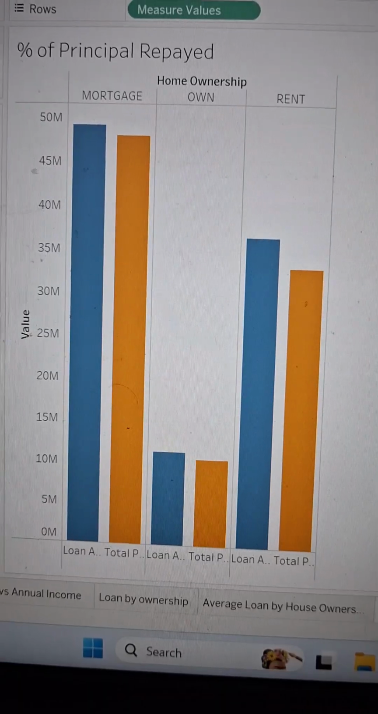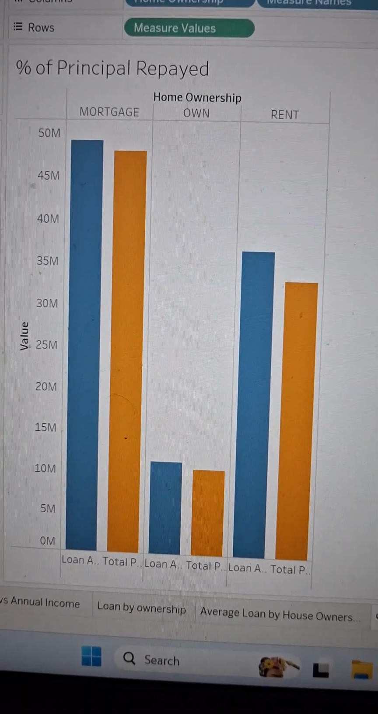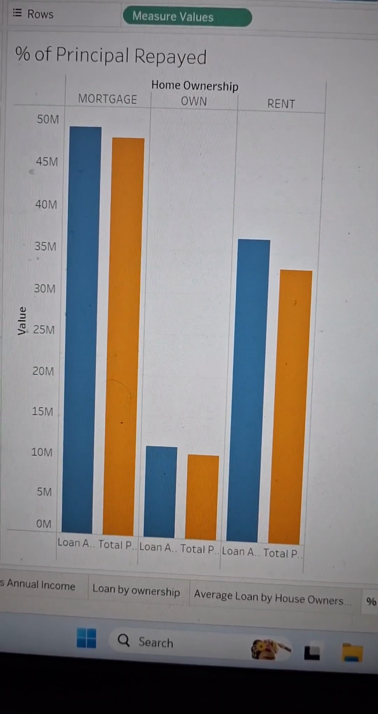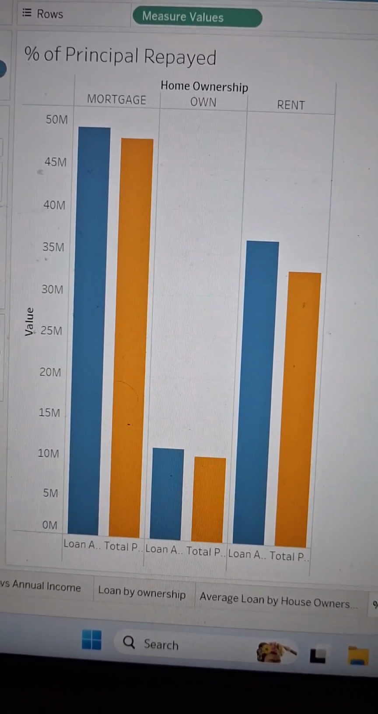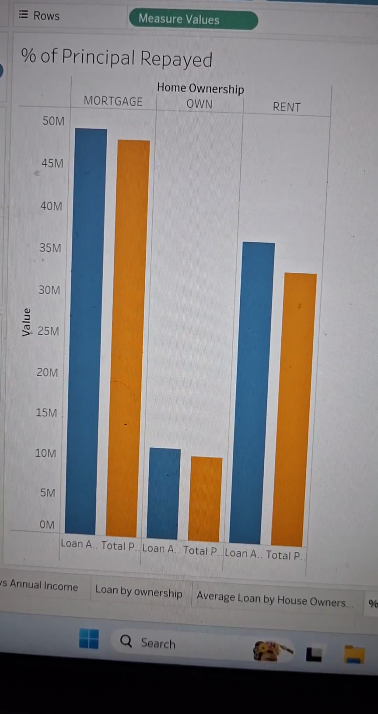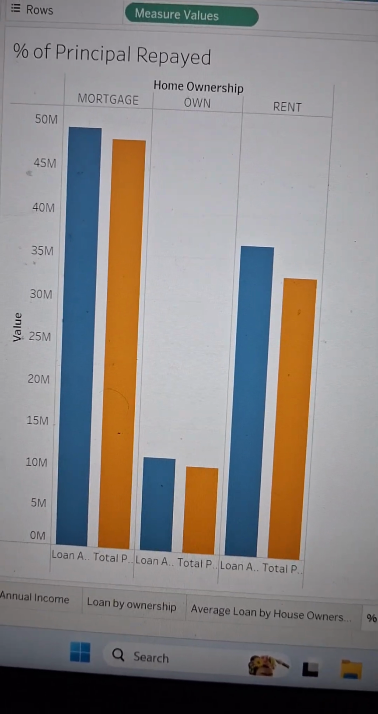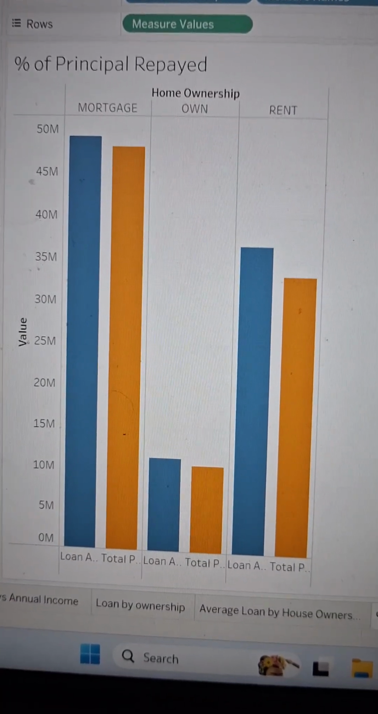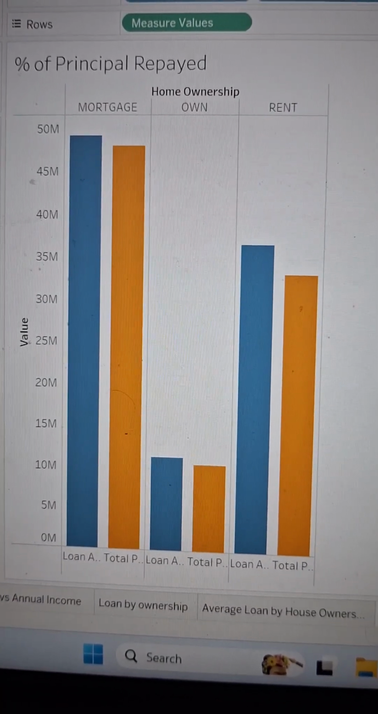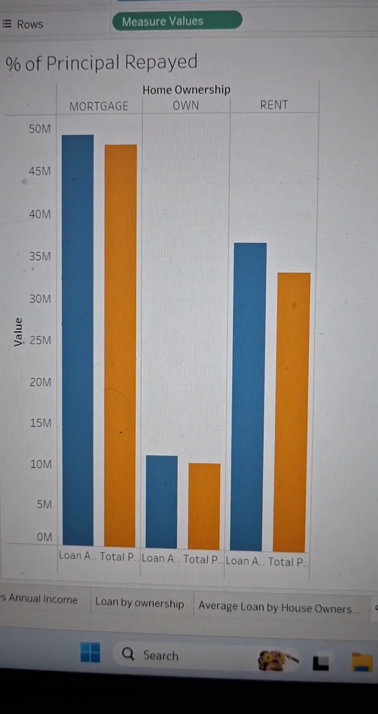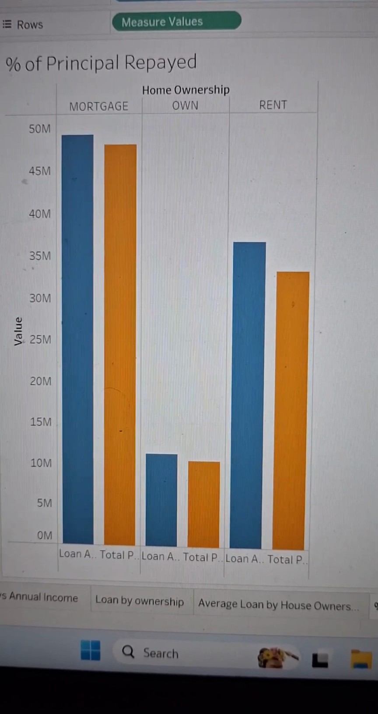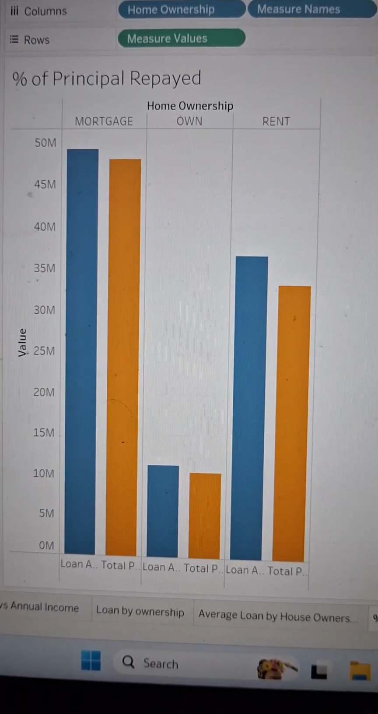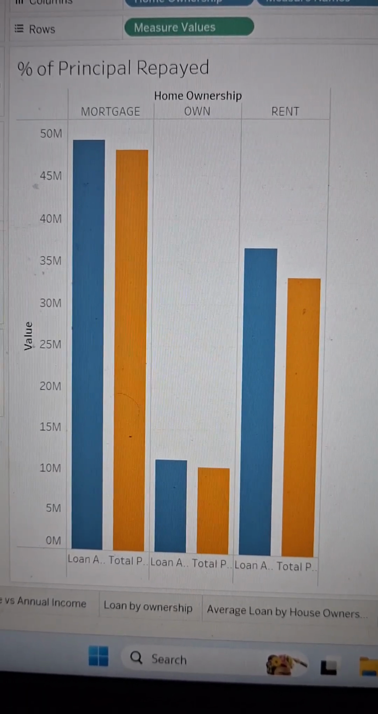This is the slide of the percentage of principal repaid. In this section we have tried to show the loan amount taken by different customers and how much of the loan amount they have repaid. The important thing to note is that a loan will be repaid only when the entire amount is repaid. The entire amount here refers to the base amount plus interest. So if a person has taken a loan of 50 lakh rupees at 10% interest, then the loan will be said to be repaid when he pays 55 lakh rupees back to the bank.